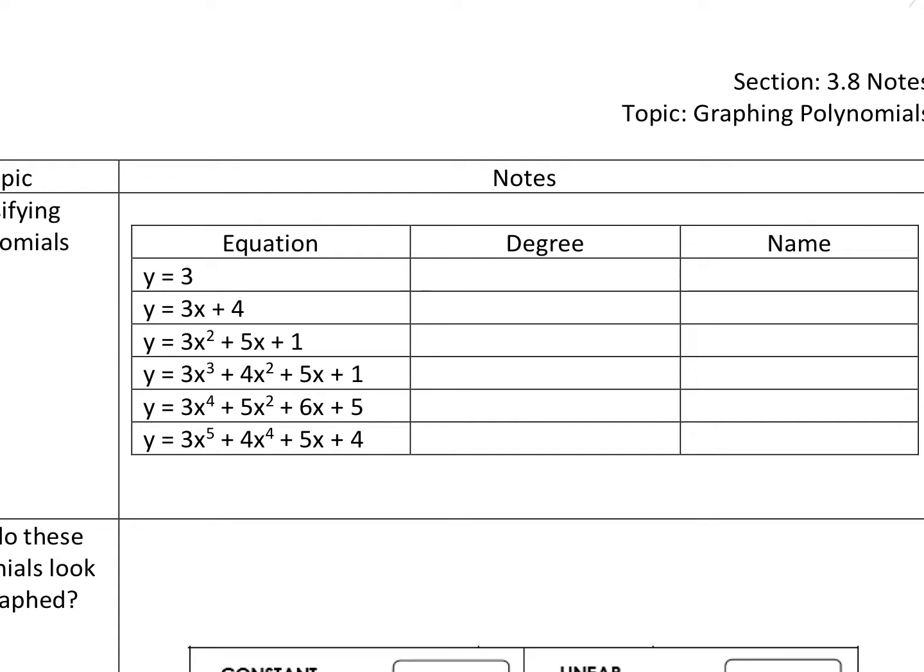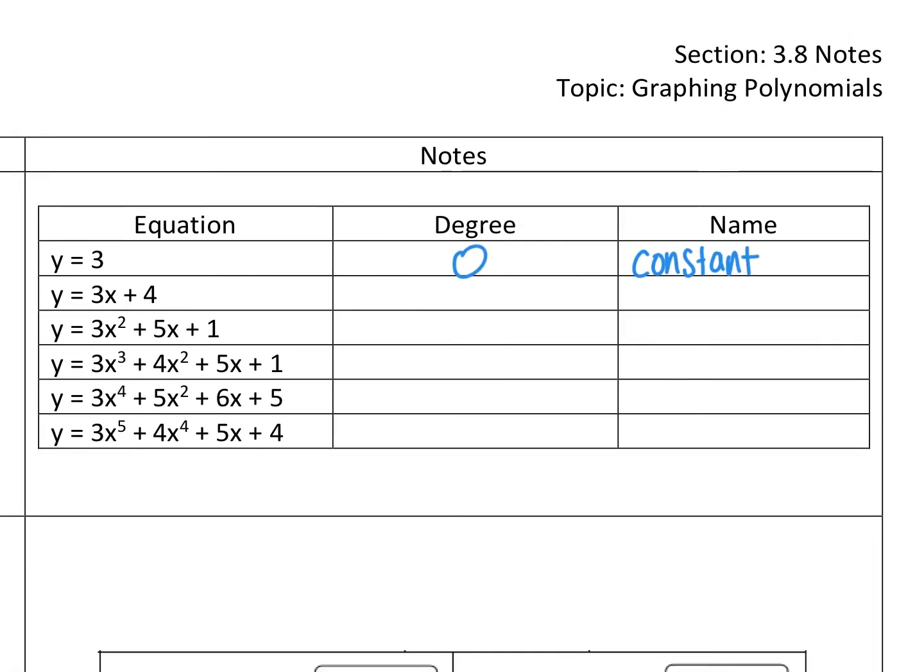Okay. Equation: y equals 3. What's the degree of that? What's the highest exponent on the x? There's a 3 and a 1. Is there an x in that? No, so it'd just be a degree of 0. There's no x in there, so technically that'd be x to the 0. We call this a constant, when we have just a number without a variable.